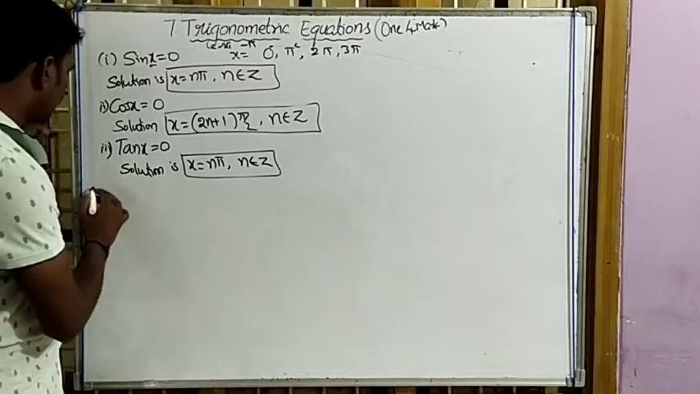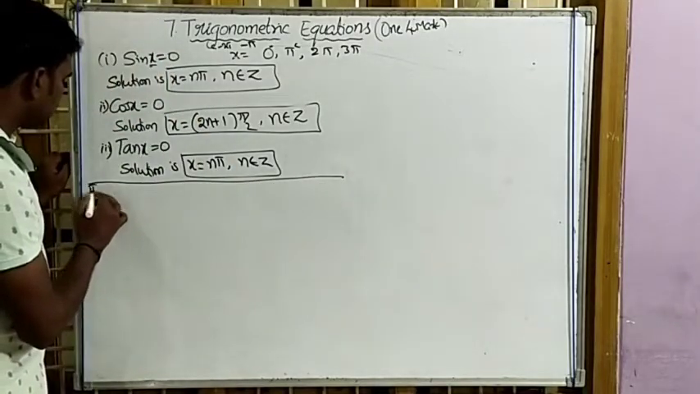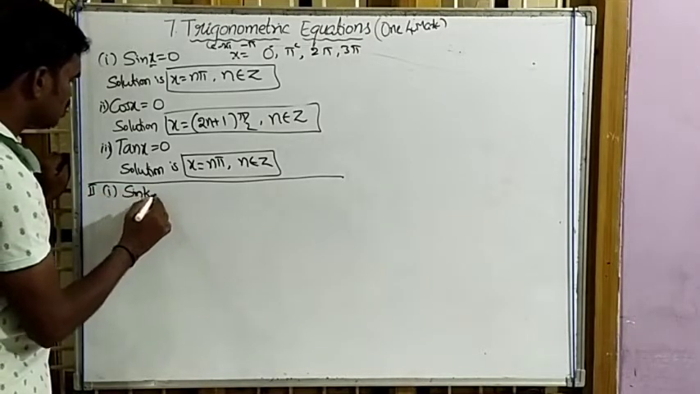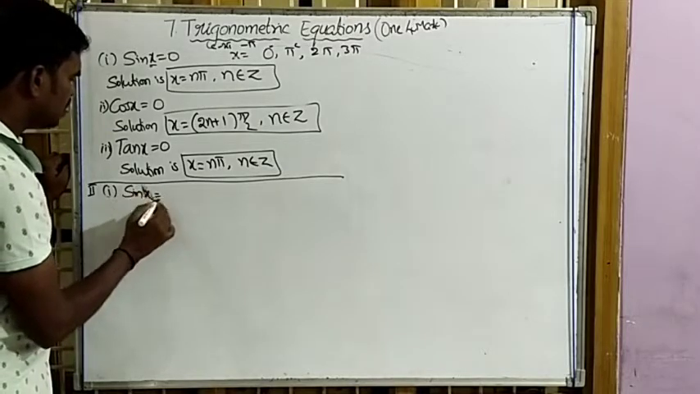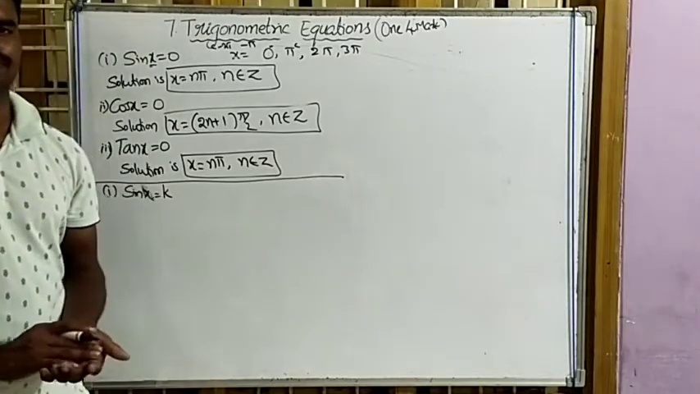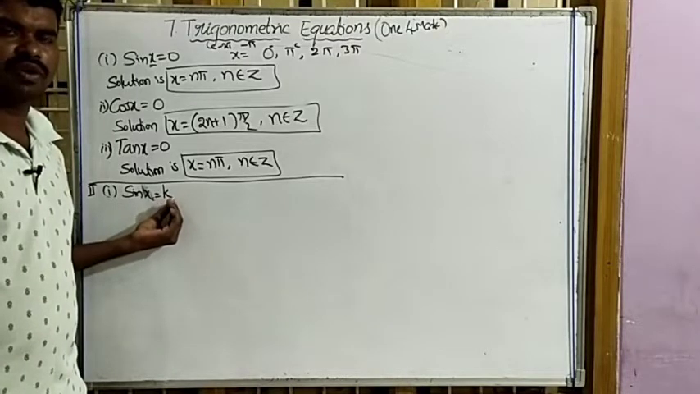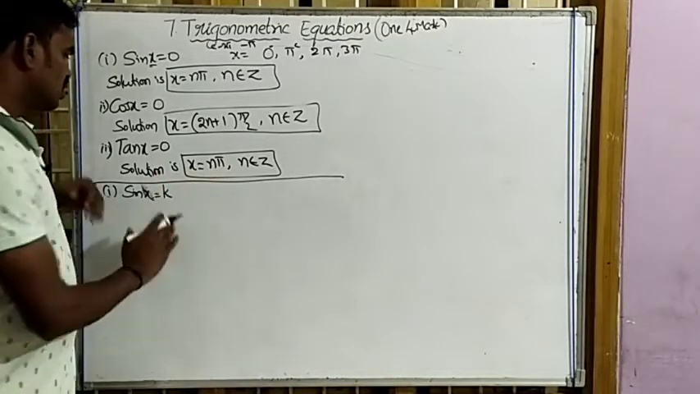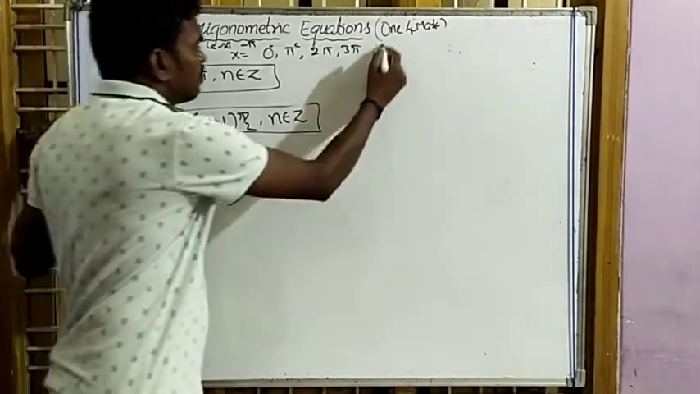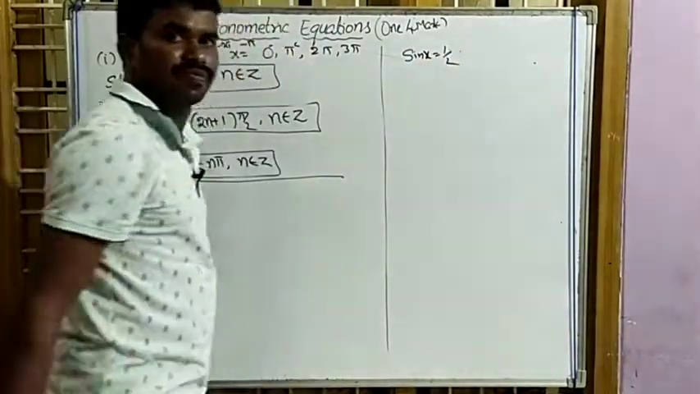Next, we can enter into values other than 0. Other than 0 means sin x is equal to some k, where k is other than 0. Then how to write the solution? K may be 1 by 2, or 1 by root 2, or anything, the value of sin. That can be converted in terms of sin. For example, sin x is equal to 1 by 2 is the question.